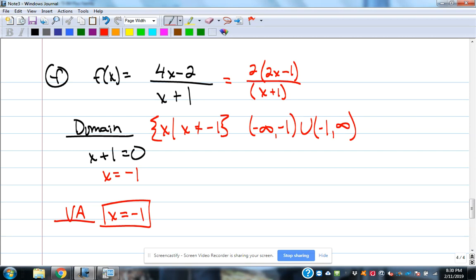Now, the next thing to look at is the rules for horizontal or obliques. What's the degree of the numerator? Plain x, it's a 1, right? What's the degree of the denominator? 1. They're the same, right? Which one of those does that fit, horizontal or oblique, or neither? They're equal. Look at your rules. Read your rules.